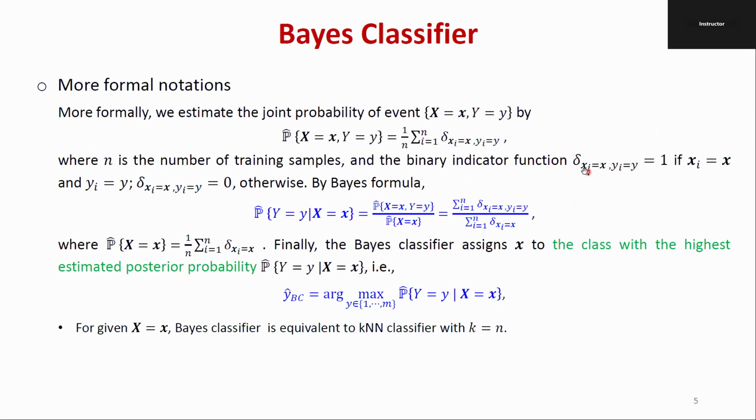That means delta equals 1 if all these conditions in the subscript are all satisfied. If one of them is not satisfied, it doesn't have to be all. As long as one of them is not satisfied, then delta equals 0.